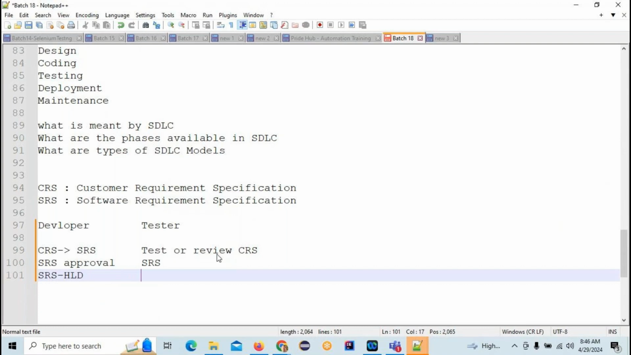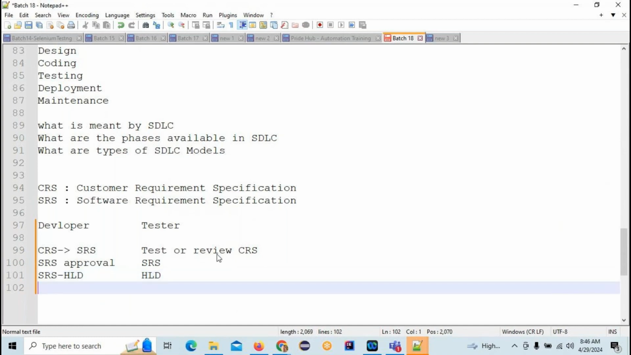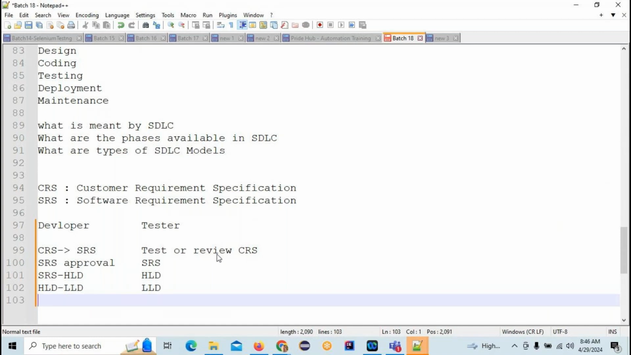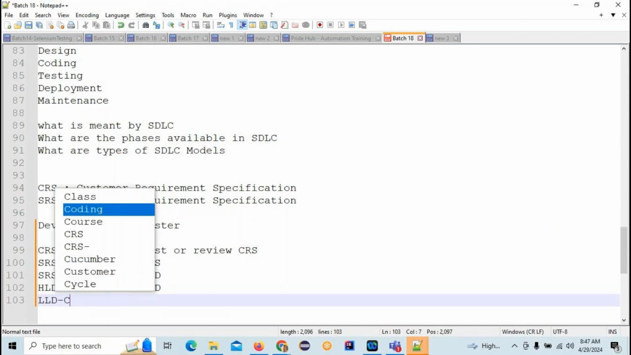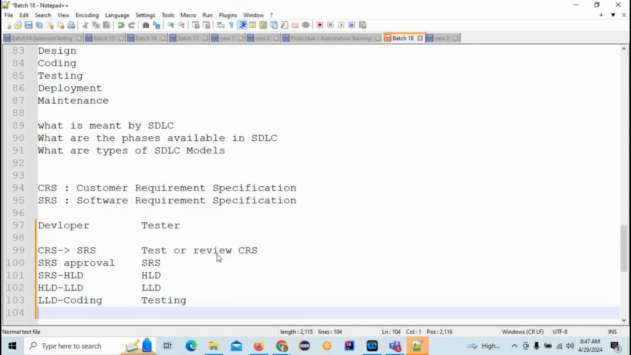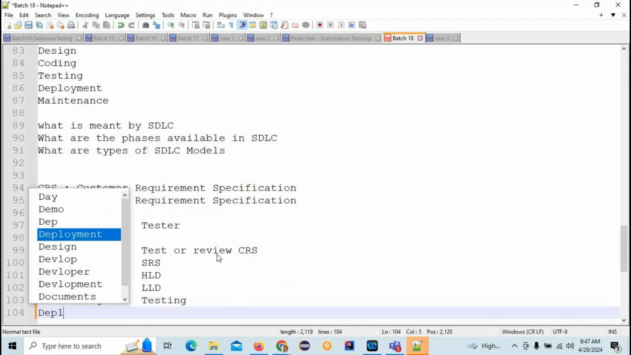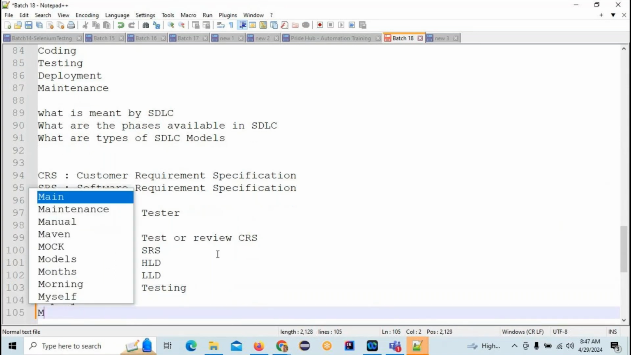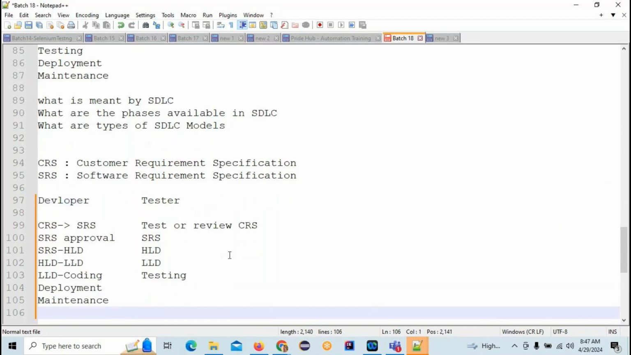Here the tester starts testing the HLD, the high level design, to check whether it is designed properly by the designers or not. Now that HLD is going to be converted into the low level design, and the tester will test the LLD. Now the designs are done, the LLD is converted into coding. Once the coding is done, they check the testing. Once the testing is done, deployment and then maintenance. Clear about the phases here?